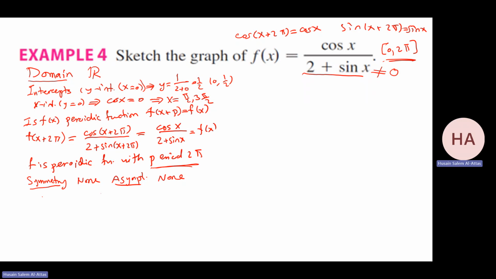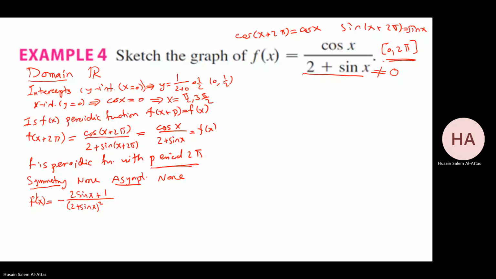Now we'll do f prime. F prime will be what? By the way, in all of these examples, I will not do the calculations in this recording. I will just give you f prime, which will be 2 sine x plus 1 over (2 plus sine x) squared. This is the quotient rule. You need to do the calculations. Just to save time, I will consider we did f prime.